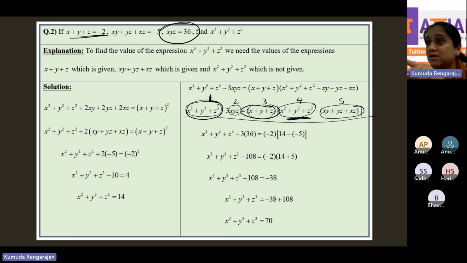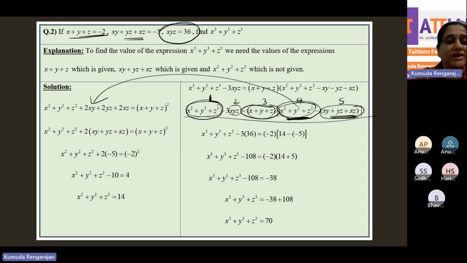So you need to find that. Then you need the value of xy plus yz plus xz. That is given in the question. So you don't have the value of x squared plus y squared plus z squared, correct? That you should first find. That can be found using this identity. Now, what are the different expressions you have in this identity? In this identity, you have x squared plus y squared plus z squared. You have xy, yz, xz, and you have x plus y plus z.